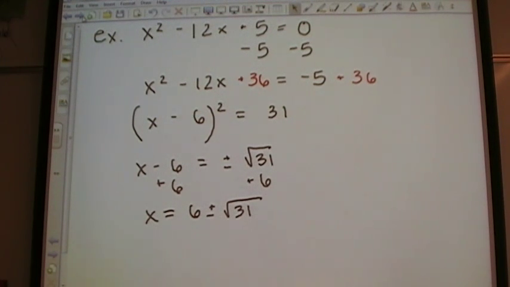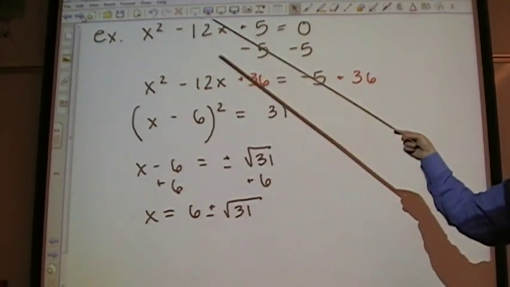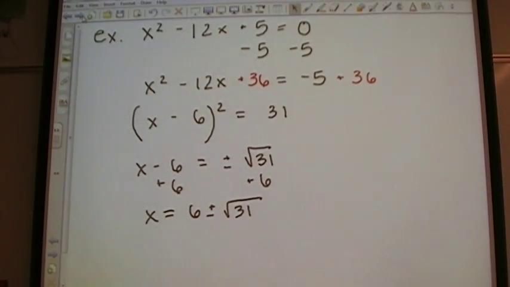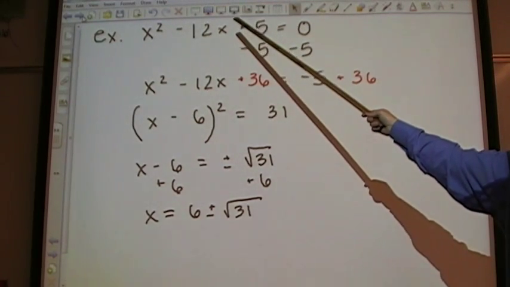Solve x squared minus 12x plus 5 by completing the square. The first thing you need to do: this is not a perfect square trinomial. When we use the completing the square method, we have to have a perfect square trinomial on the left-hand side. How do you know it's a perfect square? You look at the first term and the last term and determine if they're perfect squares. 5 is not a perfect square, so you know right away that it's not a perfect square trinomial.